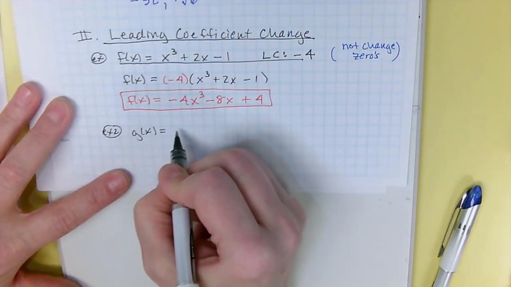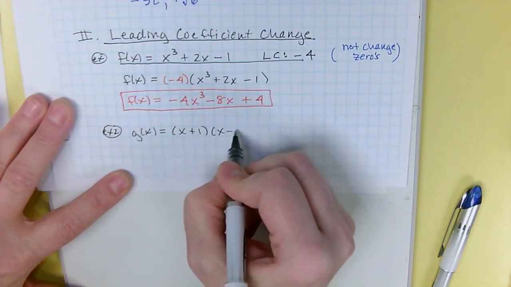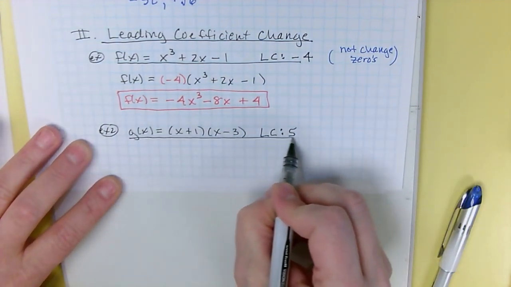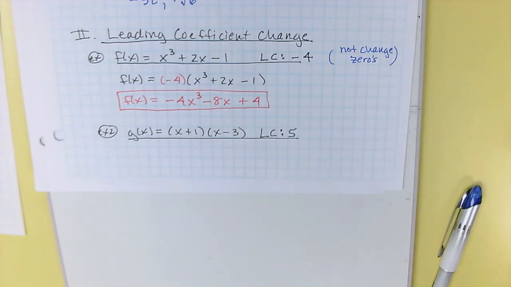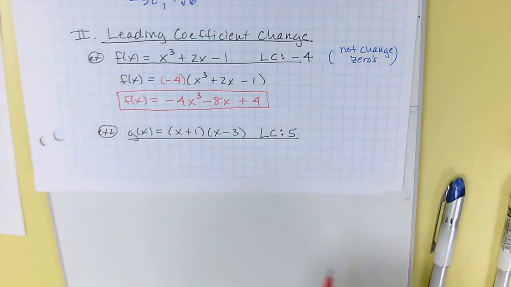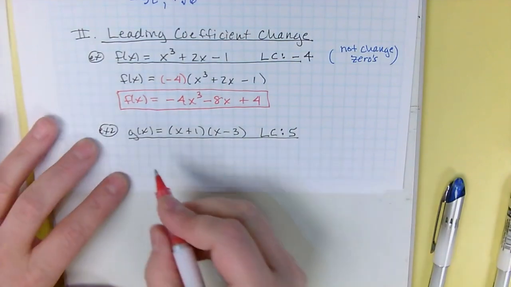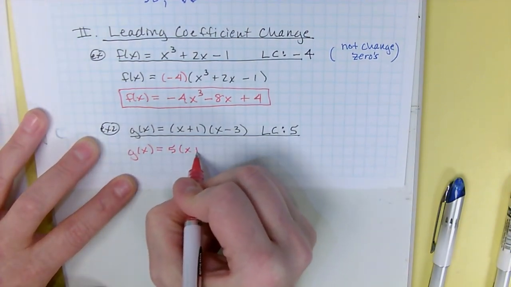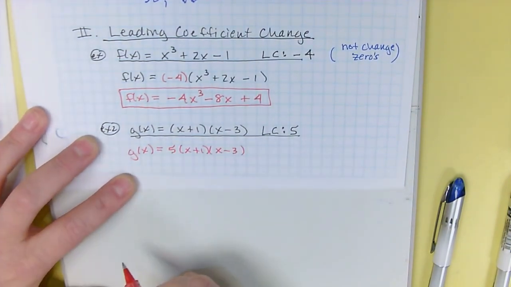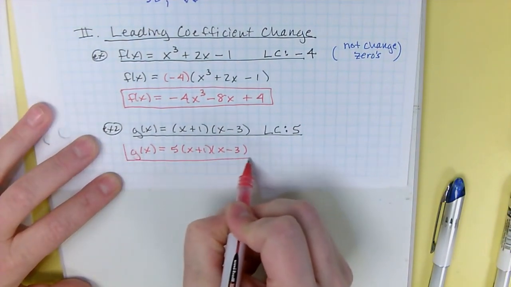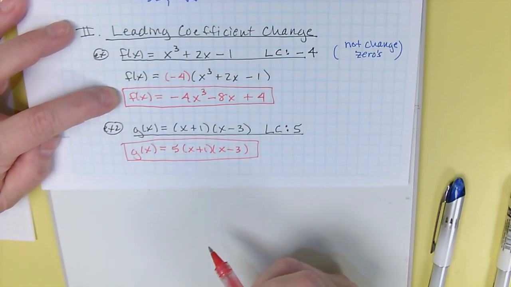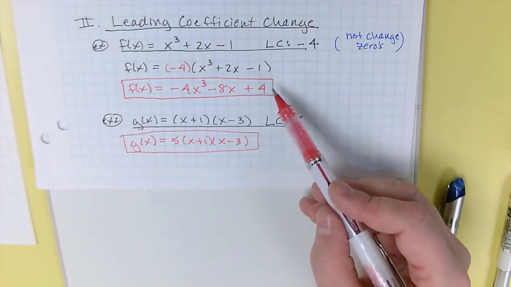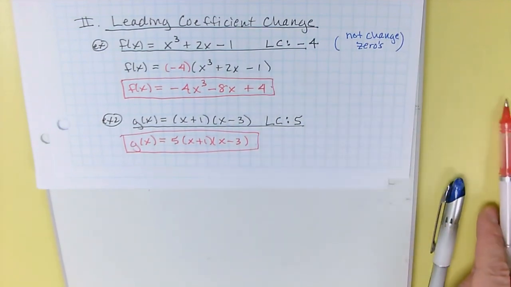Let's say g of x equals x plus 1 times x minus 3, and they want you to change the leading coefficient to a 5 without changing anything else. When it's in factored form, it's even easier because these are all multiplied together. So you can just put a 5 at the front as a scalar. Since 5 is being multiplied by everything, you're accomplishing the same thing we did in the first example. You're just not multiplying it through. Just let it park out front. So this is in polynomial form, this is in factored form.